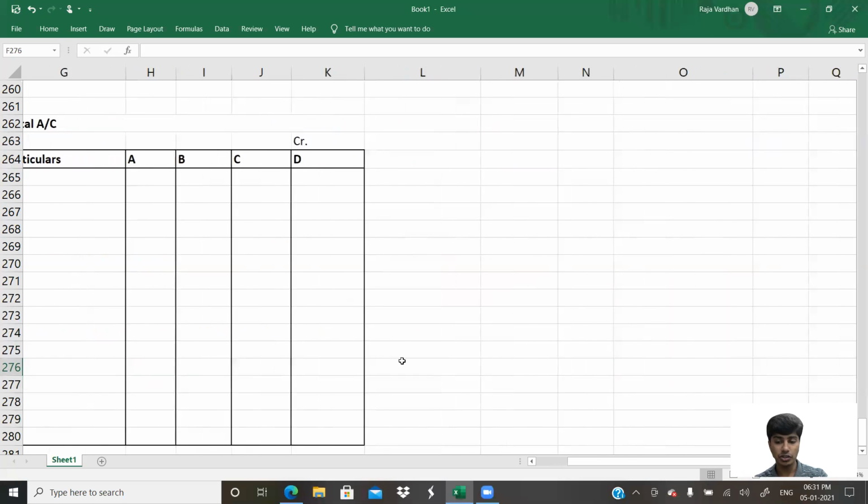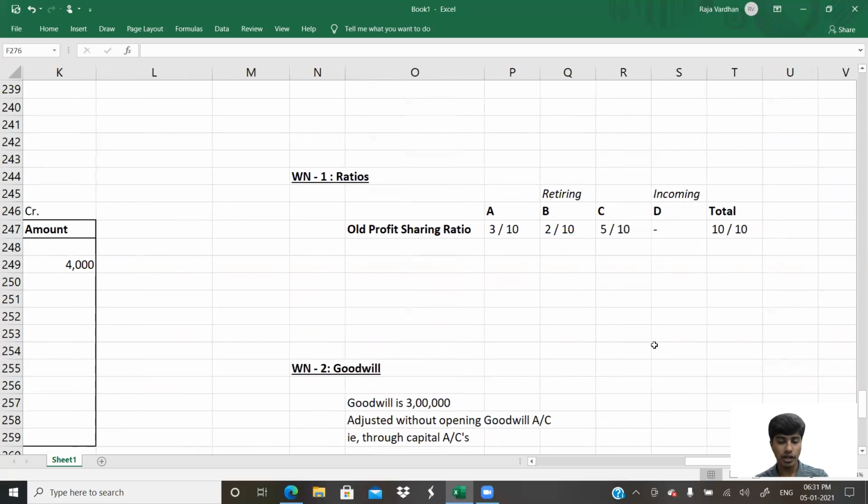Second takeaway is the new profit sharing ratio. Come to our working note number 1. In our working note number 1, we had written old profit sharing ratio. Below this, now I'll write new profit sharing ratio. So what is new profit sharing ratio? New profit sharing ratio is 3 by 10 for A, 3 by 10 for D. B will not have anything. C will have 4 by 10 as a share. Again, total coming to 10 by 10.